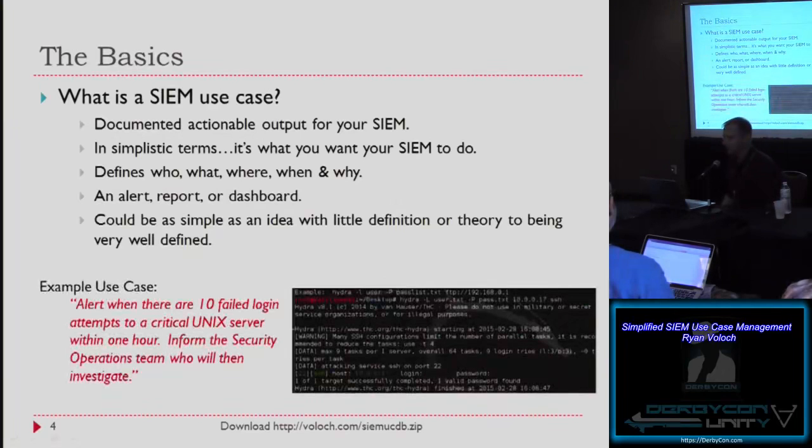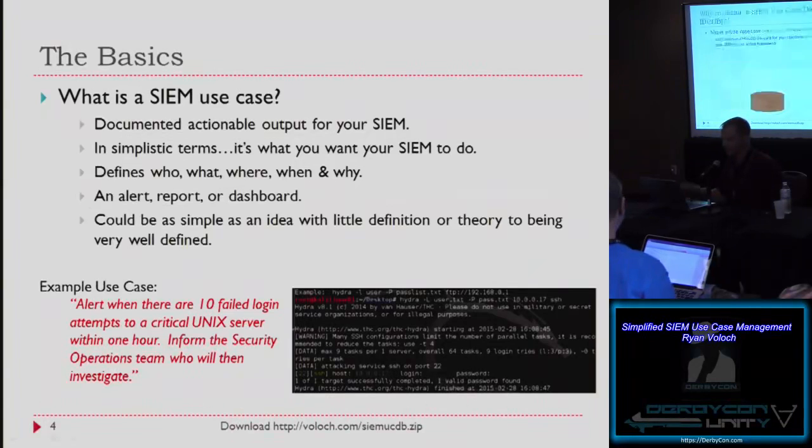We're going to go through an example use case. This use case is going to alert when there are over 10 failed logins on a critical Unix server, and then inform the SecOps team. It's going to be an alert. You see there's a picture of Hydra, and that's the type of attack, a password cracking attack, that it's designed to alert on. And so this is just very simple. I think everybody understands this use case, and we're going to walk through that.